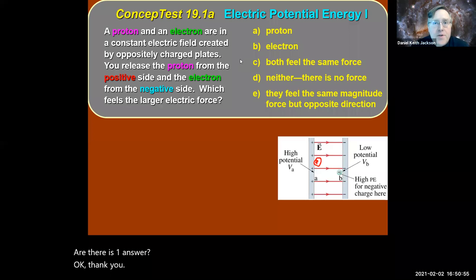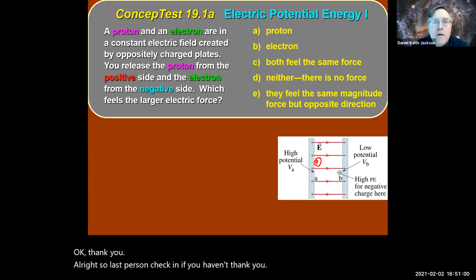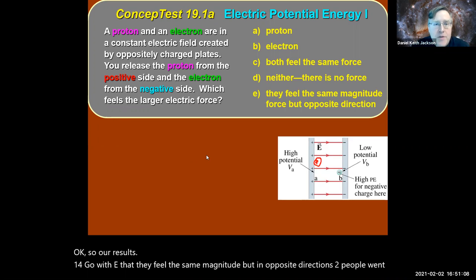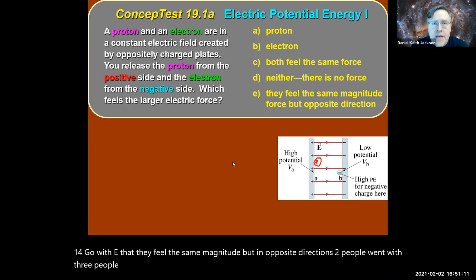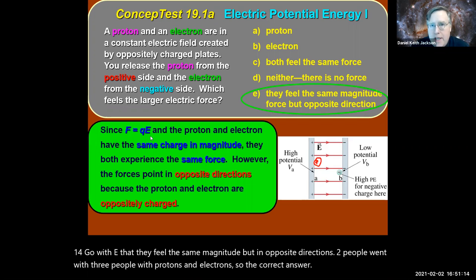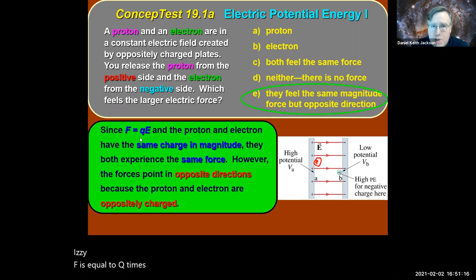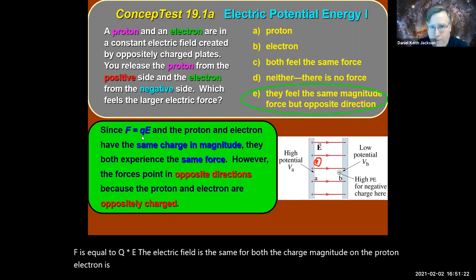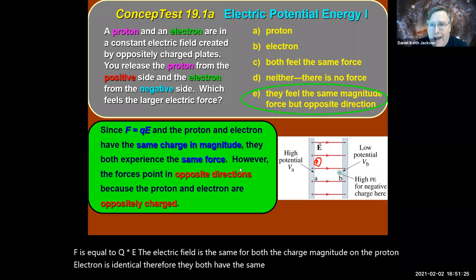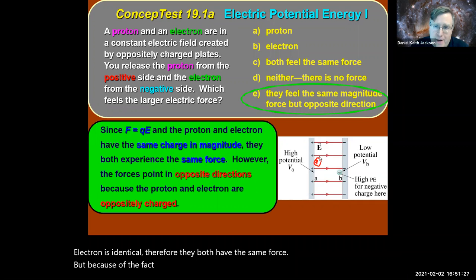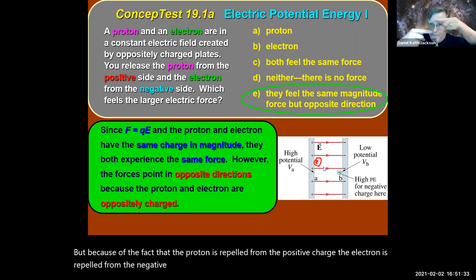All right, so last person check in if you haven't, thank you. Okay, so our results. 14 go with E, that they feel the same magnitude but in opposite directions. Three people went with proton and electron. So the correct answer is E. F is equal to Q times E. The electric field is the same for both. The charge magnitude on the proton and electron is identical. Therefore, they both have the same force. But because the proton is repelled from the positive charge and the electron is repelled from the negative charge, they will go in opposite directions.